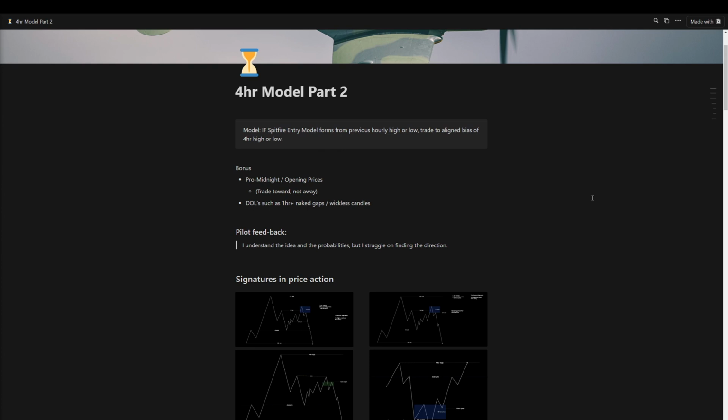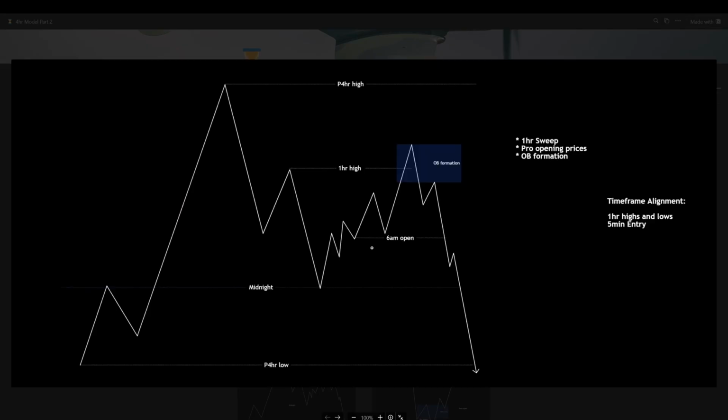Okay, so this is going to be our signatures in price, okay? This is typically what we're going to look for. This is like the ideal situation, all right? So we've got a previous 4-hour high, previous 4-hour low, okay? We get our 6 a.m. open. We run an hourly high, and then we form an OB, okay? We get that order block formation, like we just talked about. We get that Spitfire entry model, all right?